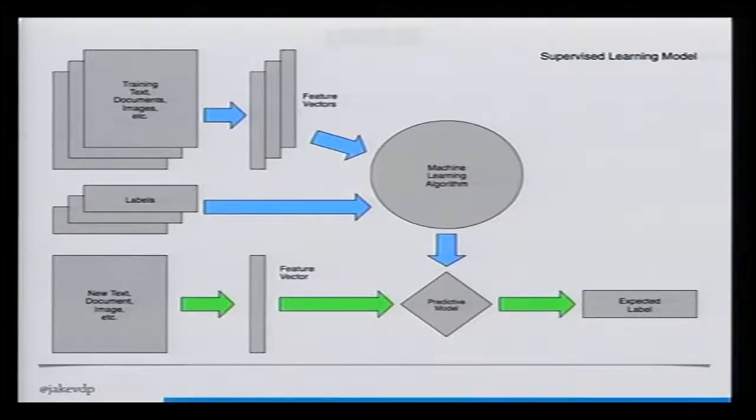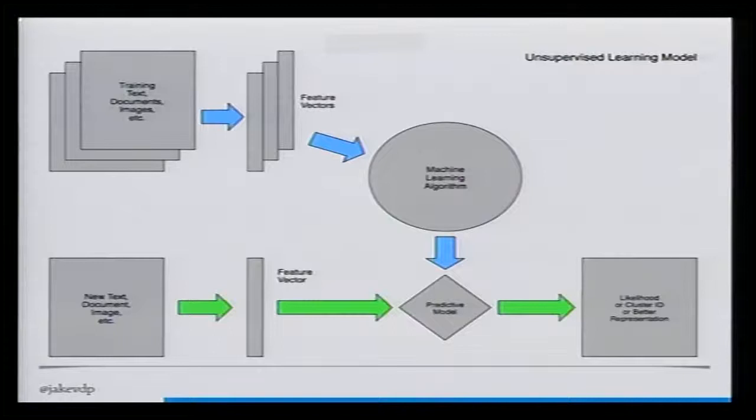The output of the supervised learning model is the expected label. So we have an algorithm here that is trained on a set of given labels, so a set of labeled data. And we expect the algorithm to generate the exact label, or the proper label, for the new data coming after the training part. This is the supervised setting.